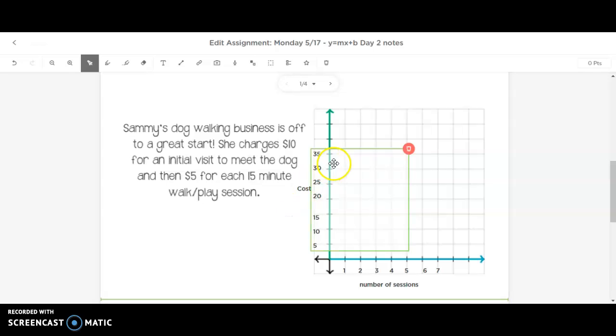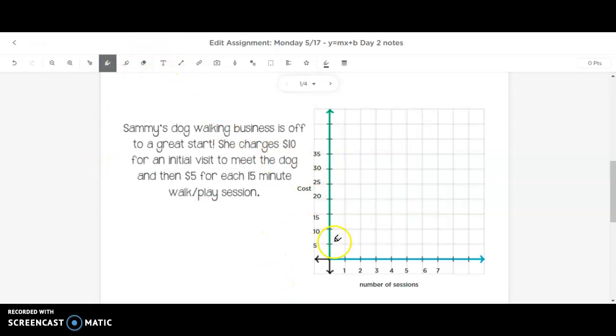So taking a look at this one, initially her charge is $10, so that would put us at 0 visits. We'd have to pay her $10 just to come over. And then if we have the initial visit and 1 dog walking session, that would be $15. 2 sessions would be $20. And then we could kind of keep on going. So what we've learned in this chapter so far is that this would be a linear relationship here.